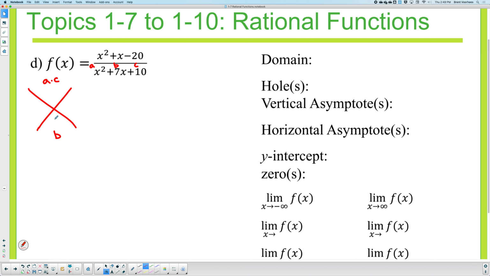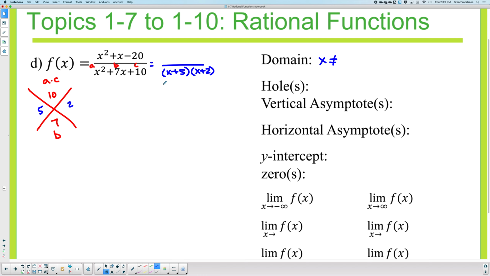Factors of 10 that add up to 7 is what I'm looking for, which would be 5 and 2. 5 times 2 multiplies to be 10. 5 plus 2 adds to be 7. So I'm going to split my x term, and it becomes x plus 5 times x plus 2, which I can now use to figure out the domain.